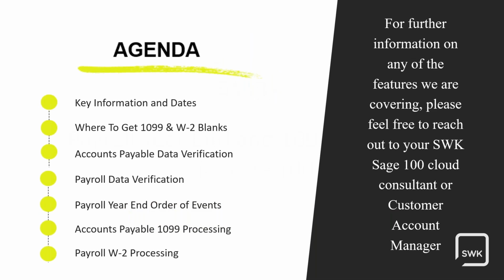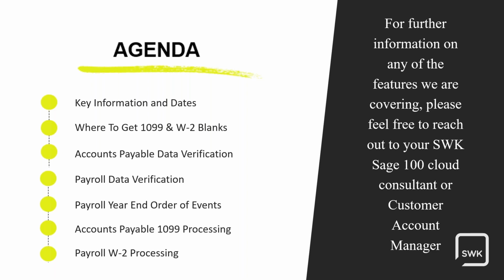As far as an agenda for today, we're going to talk about some key information and dates you need so that you know when you'll be able to process these 1099s and W-2s, when the information is going to be available to you. We'll talk about where to get the 1099 blanks and W-2 blanks. There's a form site that Sage has, and I'll tell you where that is, that you can find them.